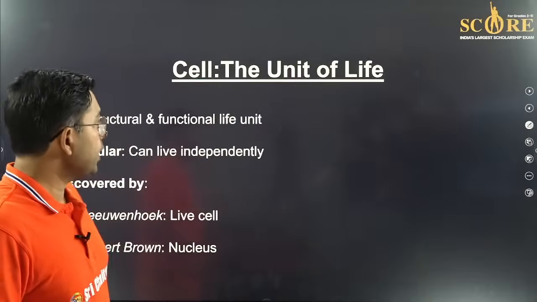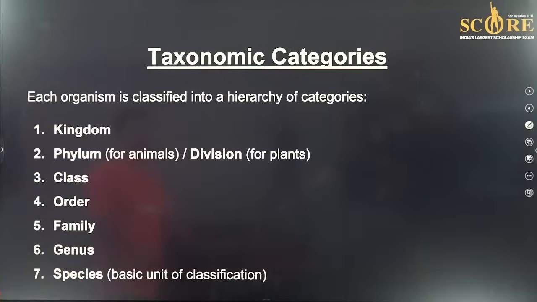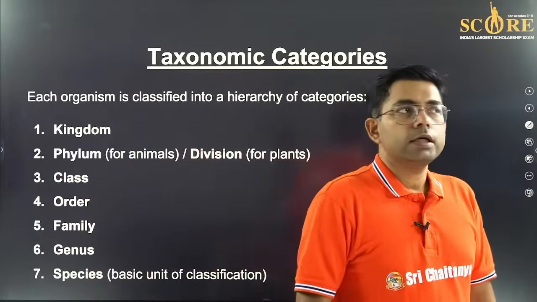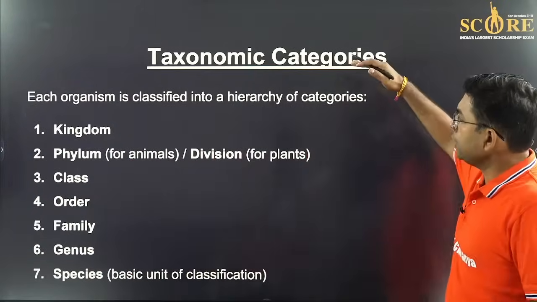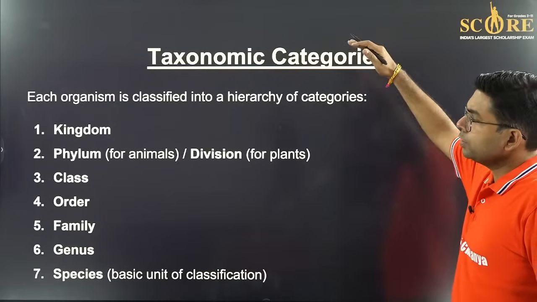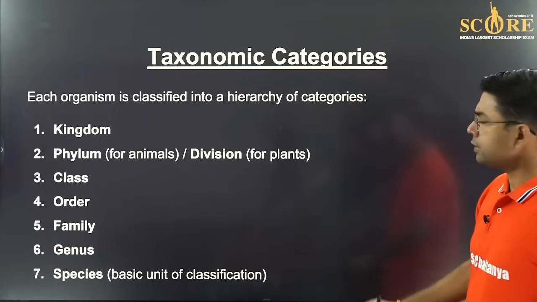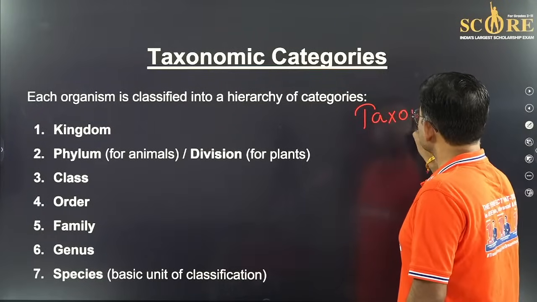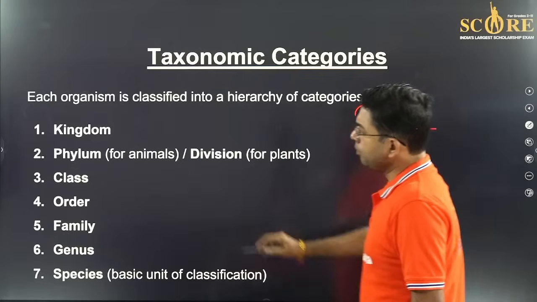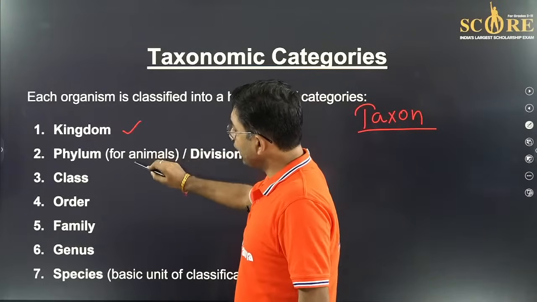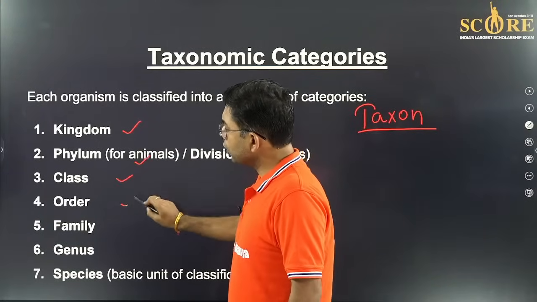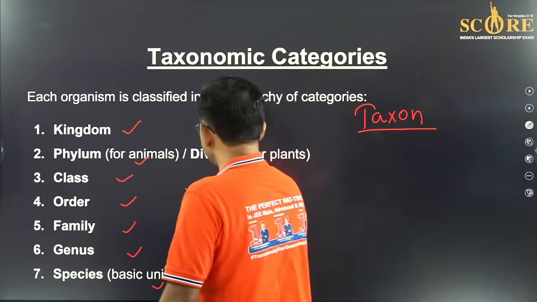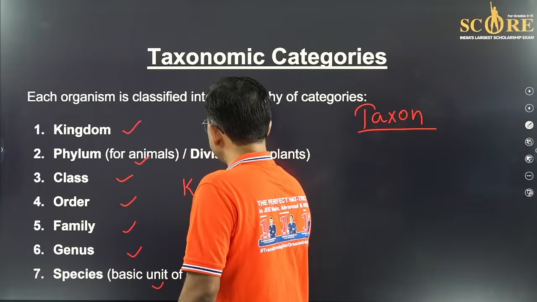Then let's move ahead. Now when we do the classification, the organism can be classified into several hierarchies, and each is called a taxon. And these taxa can be kingdom, phylum, class, order, family, genus, species. You can easily remember it like this.